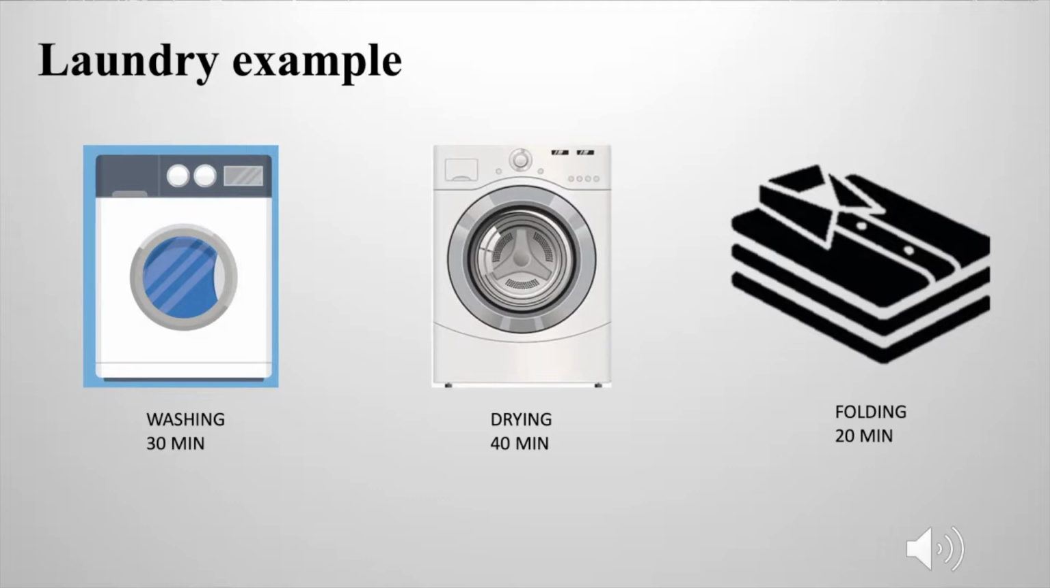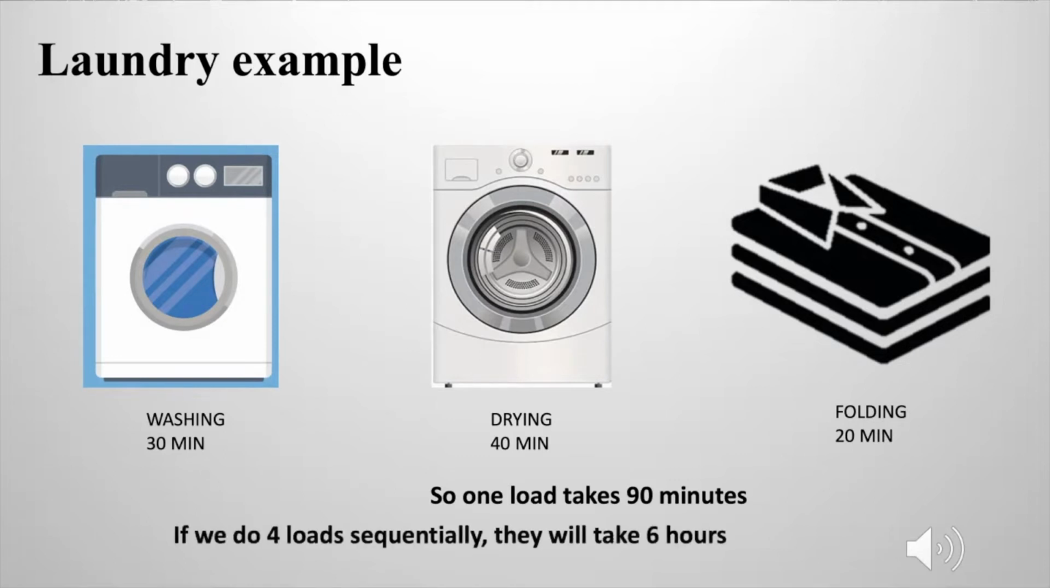So one load would take 90 minutes. But if now we're laundering and we want to do 4 loads of laundry, if we do that sequentially, then the whole process will take 6 hours. What does sequentially mean? Sequentially means that we wash the first load, we dry the first load, we fold the first load, and then we start with the second load. We wash it, dry, fold. We do this process 4 times, then the whole thing will take 6 hours.